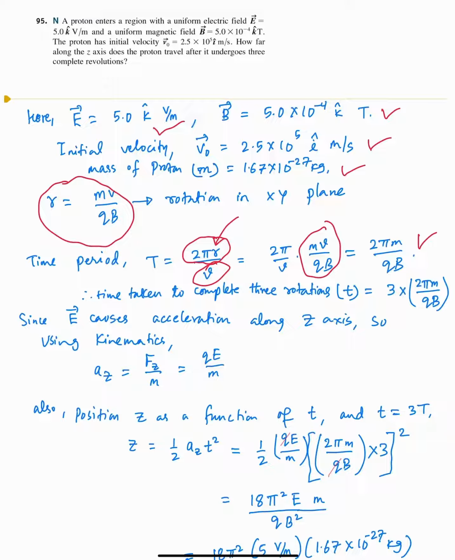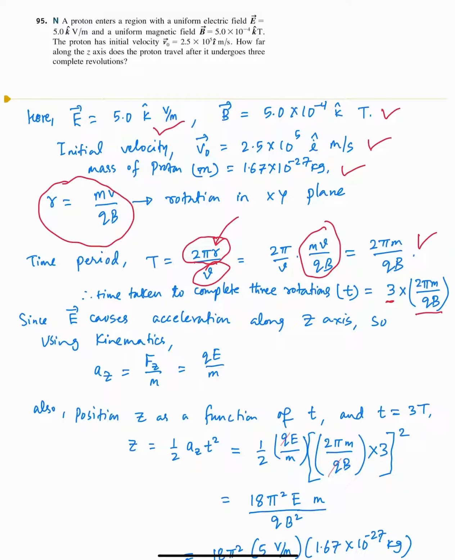So it says, how far along the z-axis does the proton travel after it undergoes 3 complete rotations? So the total time taken would be 3 times the time taken for one rotation. So this will be 3 times this much.